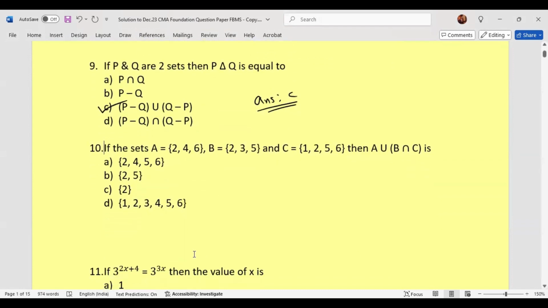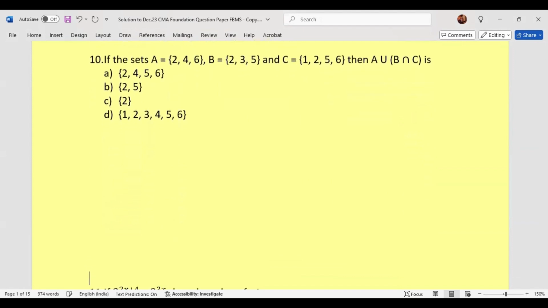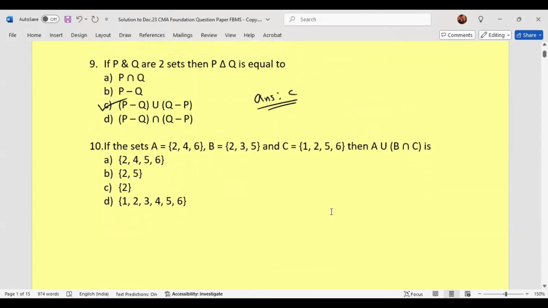The next one, if the sets A is equal to 2, 4, 6, B is equal to 2, 3, 5, and C is equal to 1, 2, 5, 6, then A union B intersection C is what? First, let us do B intersection C. That is identifying the common elements in set B and set C. B is 2, 3, 5 and C is 1, 2, 5, 6. We may notice the common element is only 2. That is B intersection C.